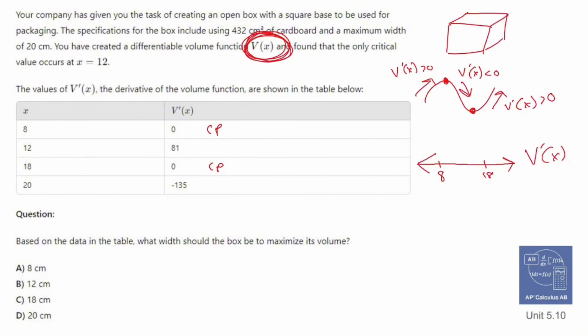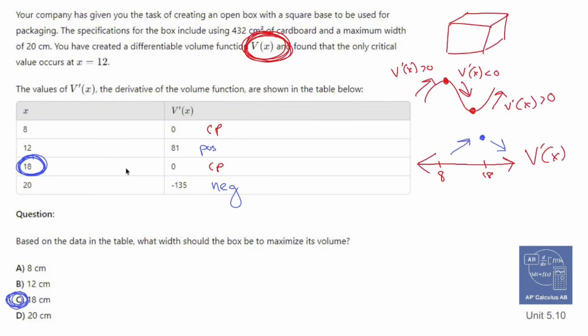Based on my derivative, you're a positive number, which means between 8 and 18, I'm increasing. You're a negative number after 18, which means after 18, you're decreasing, which means a maximum occurs right there at 18. So since my maximum value occurs at 18, the maximum volume is going to occur when x equals 18.